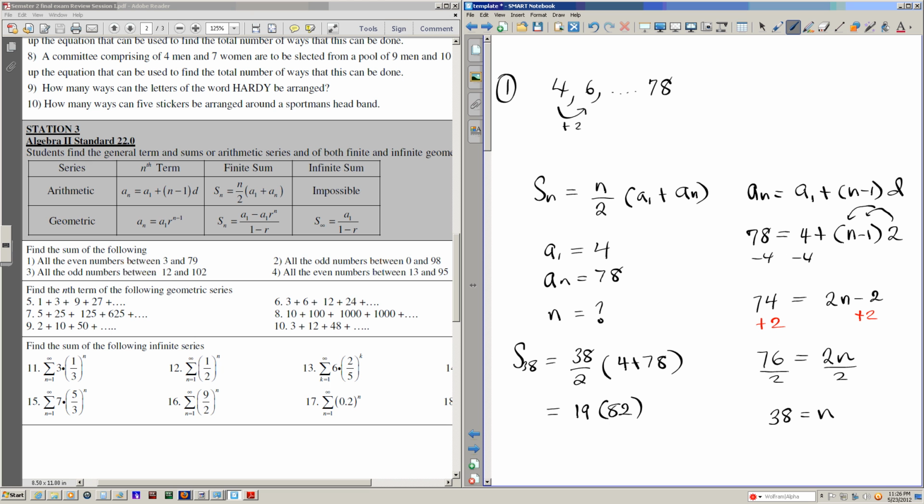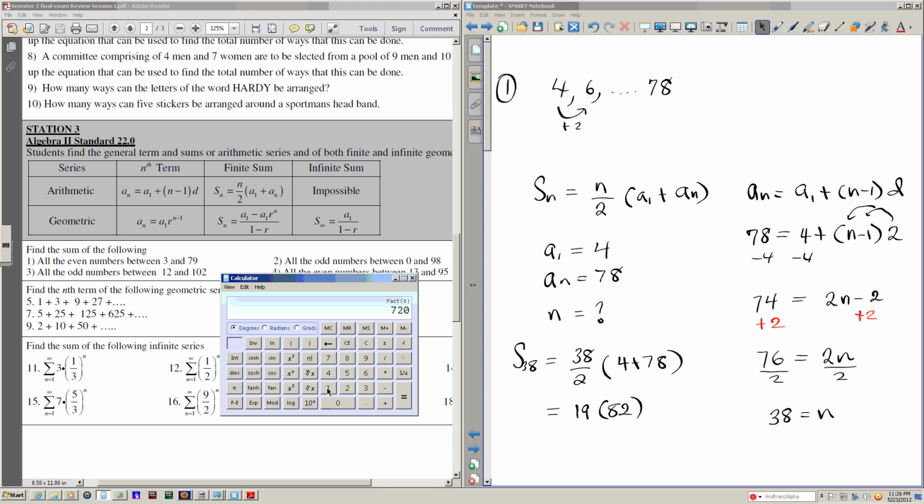All right, so we can just work out what that result is. So we have 19 times 82, and your final answer is 1558. Okay, 1558. So remember that anytime one formula doesn't suffice, you might have to call on the other formula within the same set, whether it's arithmetic or geometric, in order to find a missing term, and then you find your final result. All right? Okay.